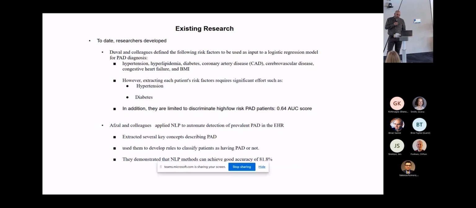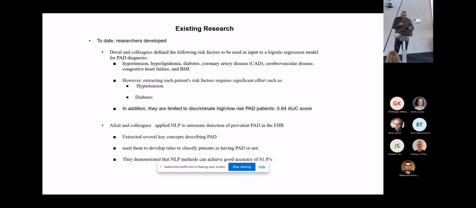For existing research, the state of the art before this work, Duval and colleagues defined risk factors and used logistic regression to predict patients with high versus low risk for peripheral artery disease. Some of these risk factors or comorbidities are hypertension, hyperlipidemia, diabetes, coronary artery disease, cerebrovascular disease, and others.